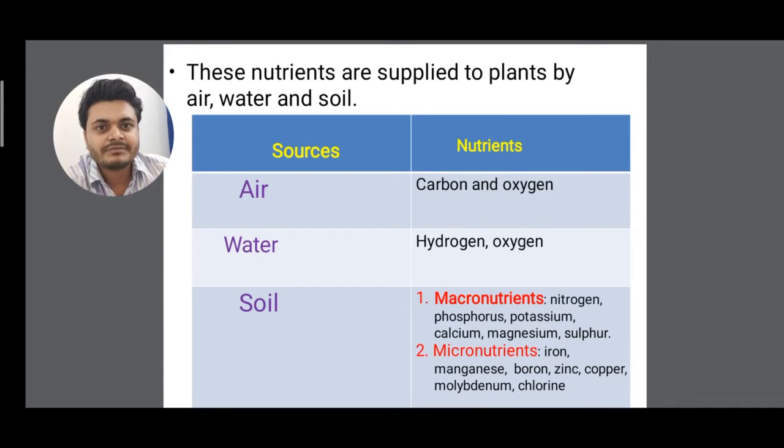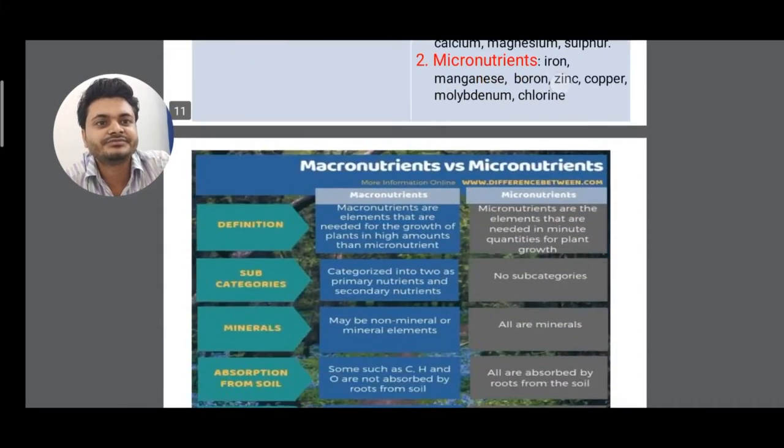So from air, the plant is getting carbon and oxygen, from water it is getting hydrogen and oxygen, and from soil they are getting many nutrients, macro and micronutrients. Macronutrients are nitrogen, phosphorus, potassium, calcium, magnesium and sulfur. And micronutrients are iron, manganese, boron, zinc, copper, molybdenum and chlorine. You'll have to memorize it, clear.